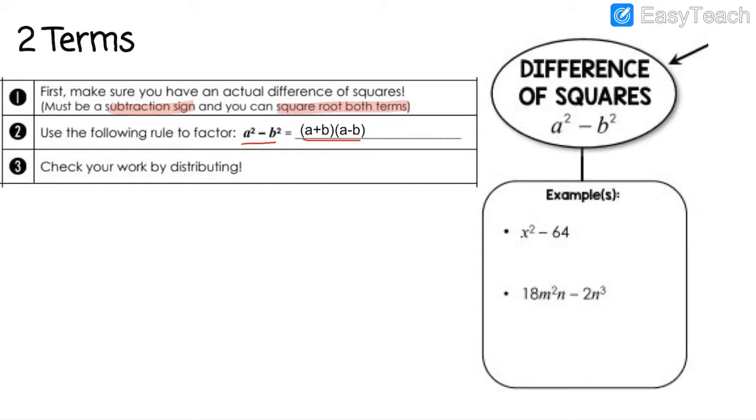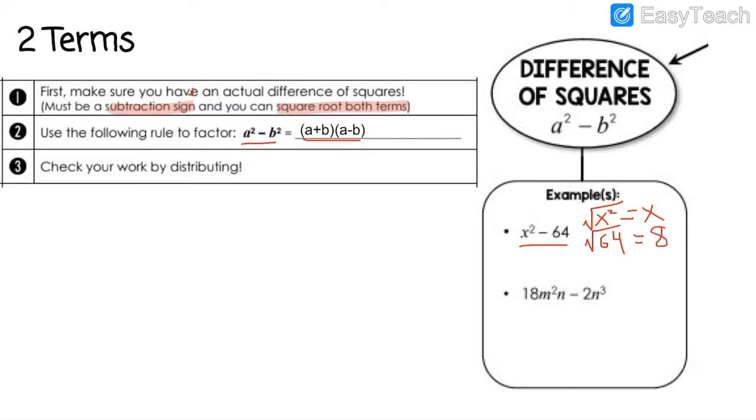So let's look at our first example on this PDF. We have x squared minus 64. So first we need to check we have our subtraction sign, so we are good on that piece. Can we square root both terms? So if you remember, when we take the square root of x squared, the square root is undoing the square, we get x. What about the square root of 64? What does that give us? So that will give us an 8, because 8 times 8 gives us 64.